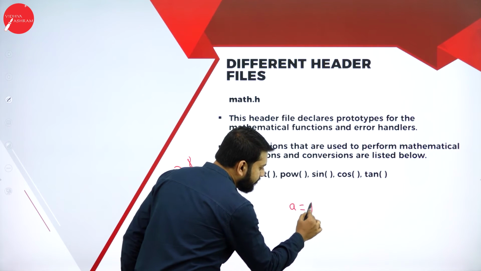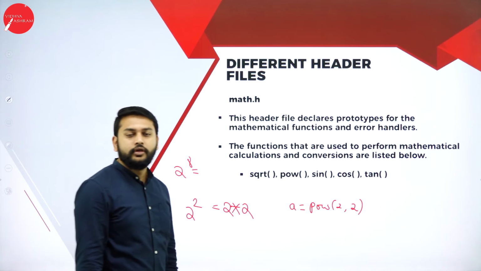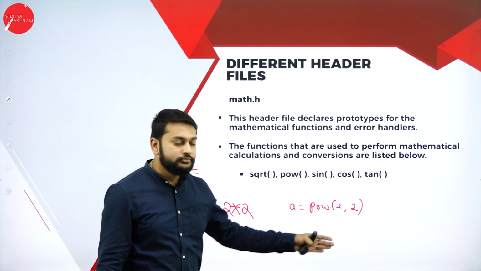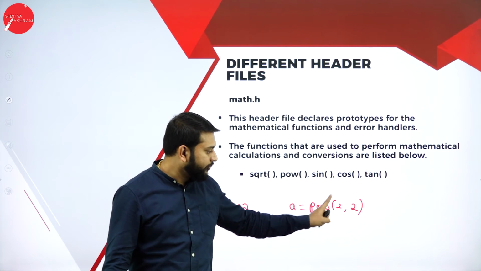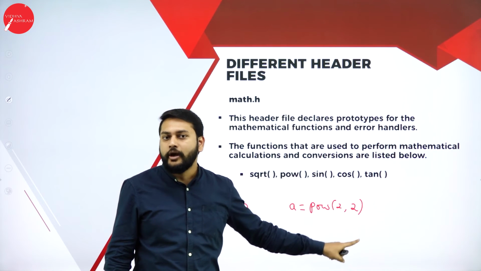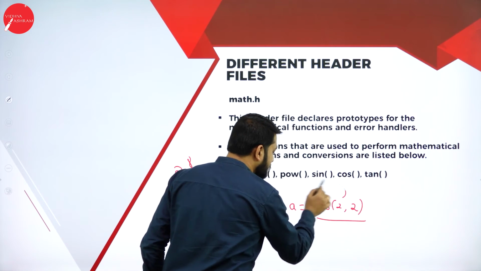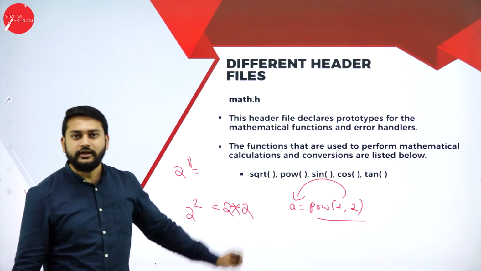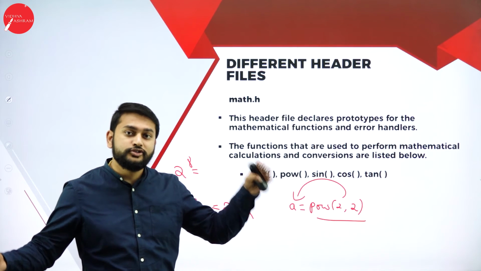a is equal to pow(2, 2). I am just writing it in one single line. That is 2 to the power of 2, 2 to the power of 3, 2 to the power of 4. If I just mention it, I'll get the result from this function and I will store it in this variable. The result will be stored in a. Am I reducing the effort? Am I reducing the length?